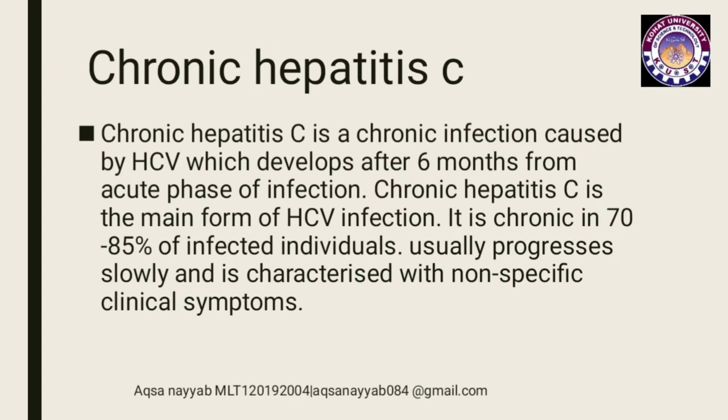Next is chronic hepatitis. Chronic means long-term infection. Chronic hepatitis C is a chronic infection caused by HCV which develops after 6 months from the acute phase of infection. Chronic hepatitis C is the main form of HCV infection. It is chronic in 70 to 85% of infected individuals, usually progresses slowly and is characterized by non-specific clinical symptoms.